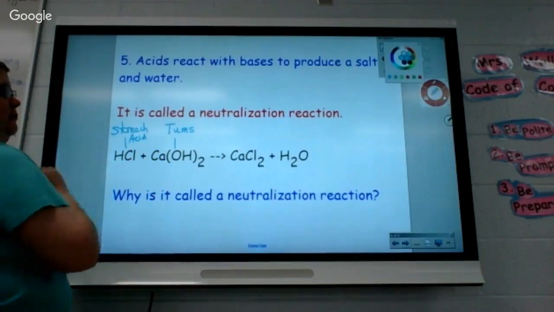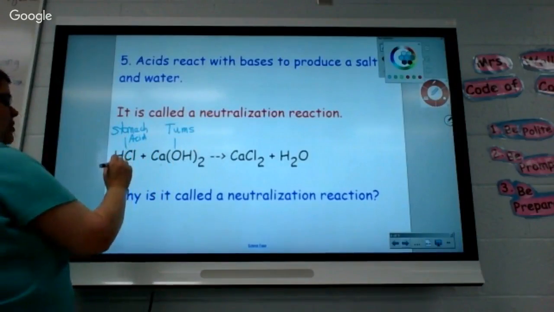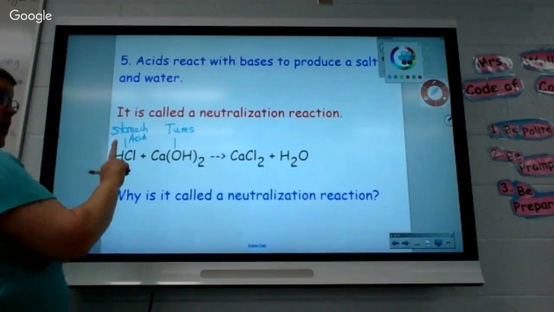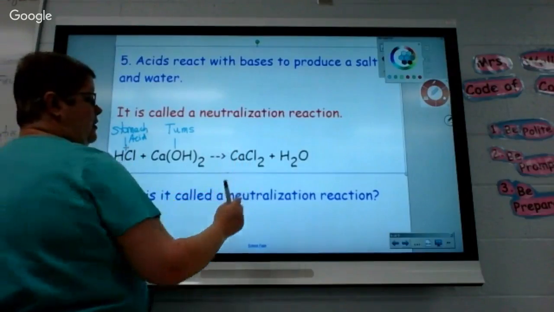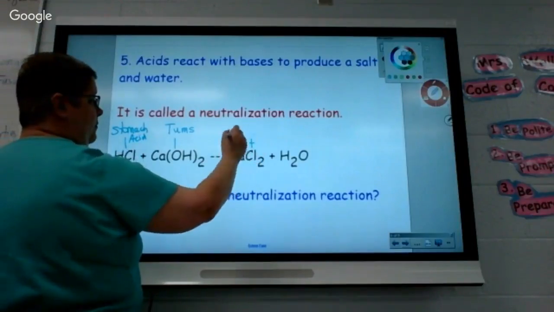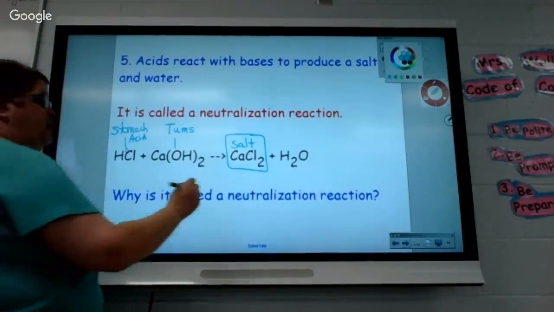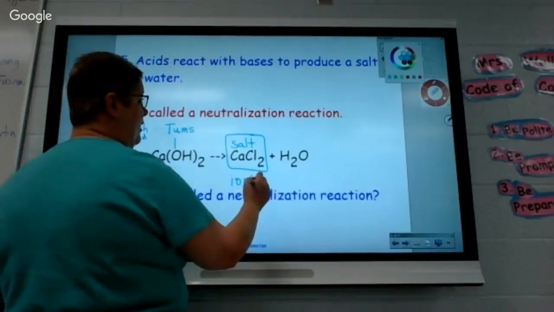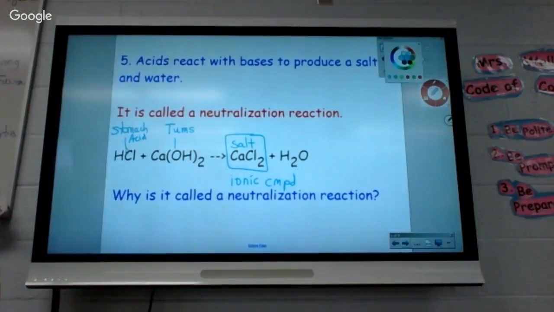This is what kind of reaction? Forget what I wrote right there. Double displacement, right? So Ca and H do what? They switch places. So Ca is now with Cl right here. So it's a double displacement. So this is now the salt and water. Now, if you remember the other day, I told you a salt is just an ionic compound. So all that's happening is we're putting an acid and a base together, and it's neutralizing it.